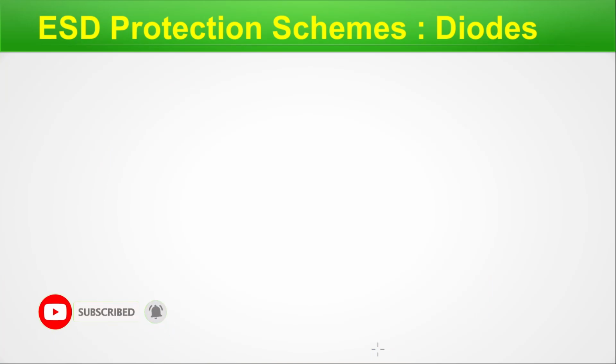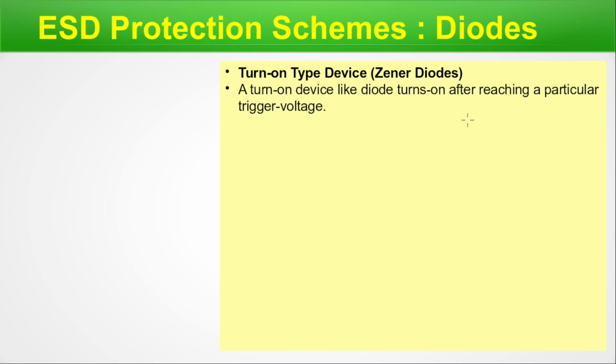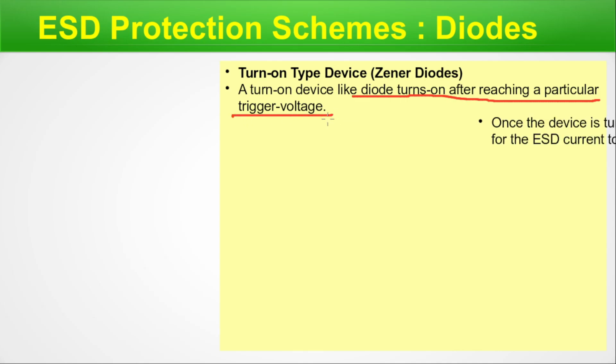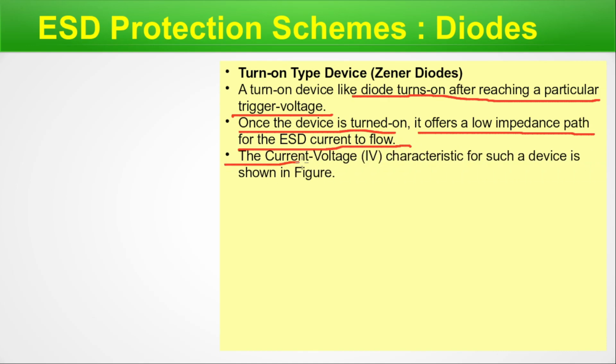ESD protection scheme: diodes. Turn-on type device, that is the Zener diode. A turn-on type device like a Zener diode turns on after reaching a particular triggering voltage. Once the device is turned on, it offers a low impedance path for the ESD current to flow. The current voltage characteristics for such a device is shown in the figure.